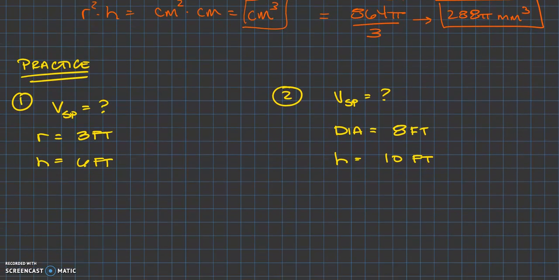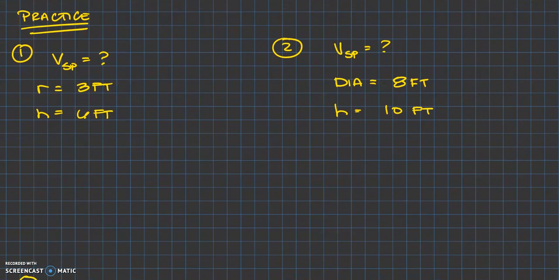So what I want you to do is remember that formula. Volume equals 4/3 pi r cubed. Pause the video and try a couple of practice problems.